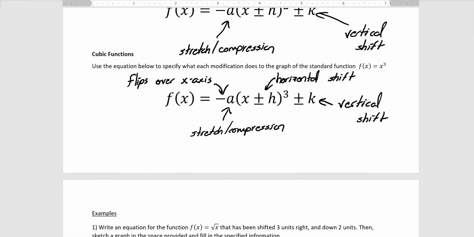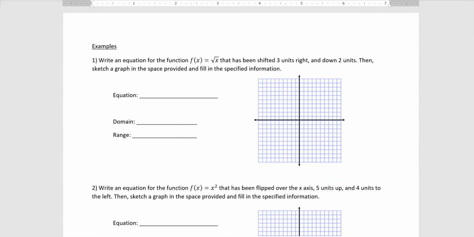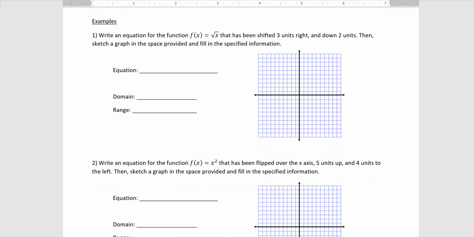The cubic function, same as the quadratic. The negative in front flips it. The A is the stretch or compression. Adding or subtracting inside is horizontal shift. Adding or subtracting outside is the vertical shift. So with that being said, let's have some fun and try some transformations. Write an equation for the function f of x equals the square root of x that has been shifted 3 units to the right and 2 units down. Then sketch a graph in the space provided and fill in the specified information.